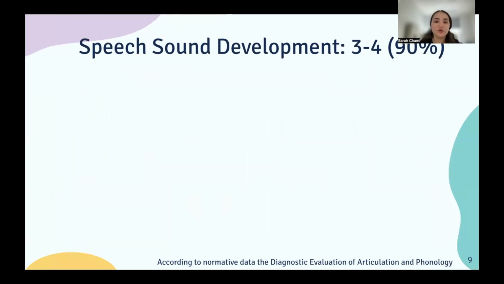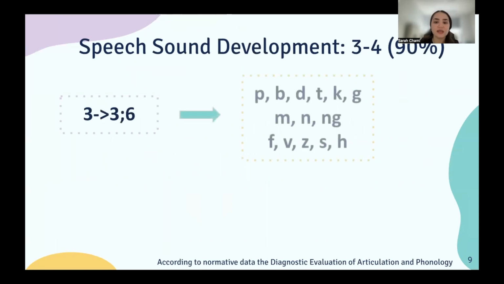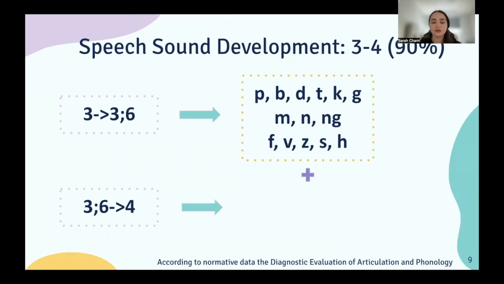From ages 3 to 4, we see our more accurate speech sounds develop. According to the DEEP, 90% of children should have developed these sounds by the ages of 3 and 3.5. These include p, b, d, m, f, and s. And by the ages of 3.5 to 4, 90% of children would have already developed w, l, and y.